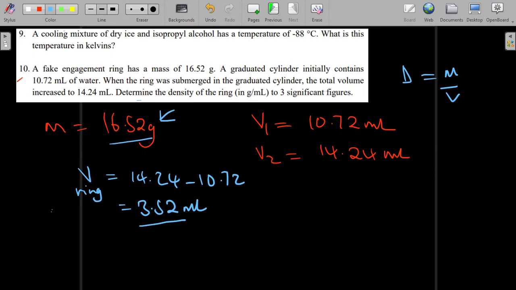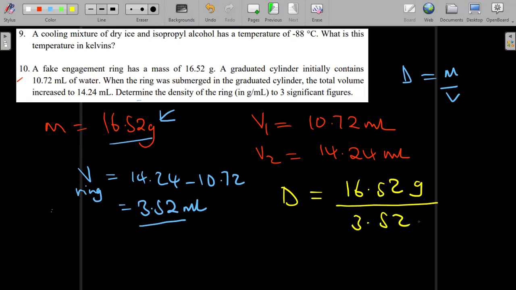So now we can actually find the density. So density will just be equal to the mass, 16.52 grams, divided by the volume, which is 3.52 milliliters. Okay, so what are we going to find there? This is going to be equal to, so get your calculator and punch in that value. What are we going to get?